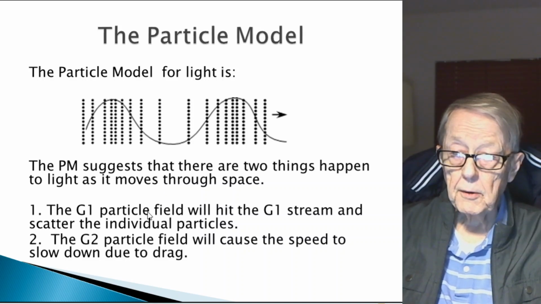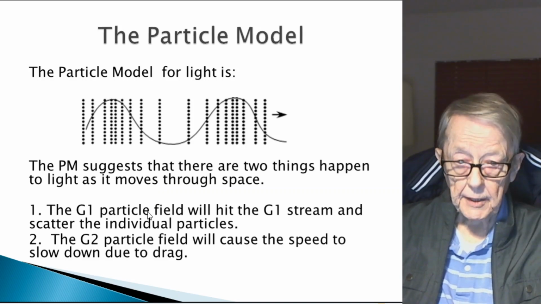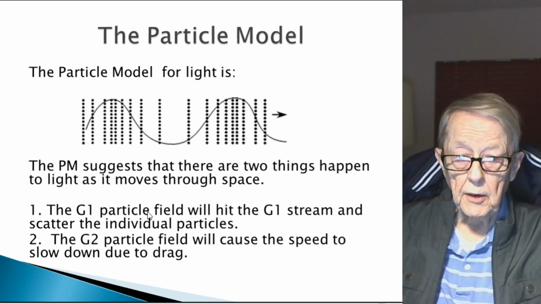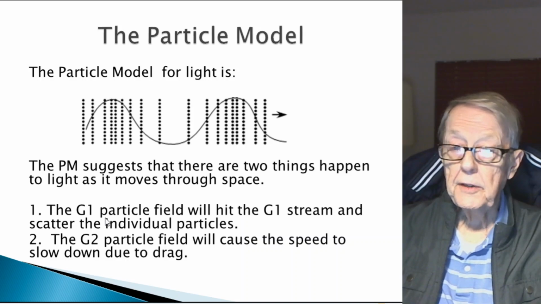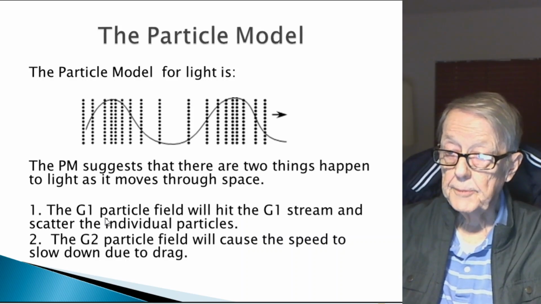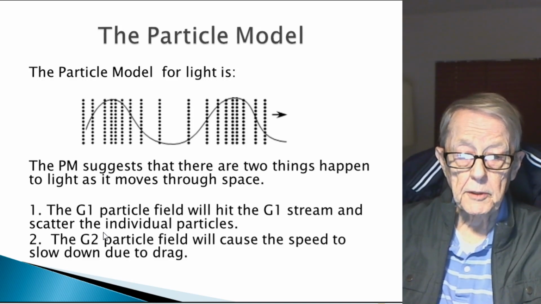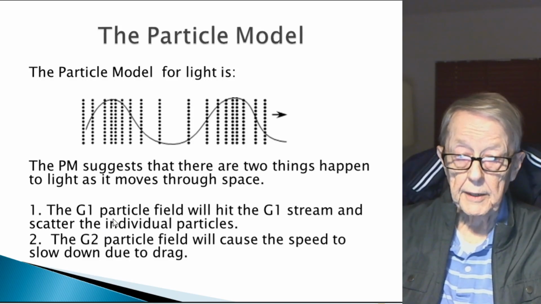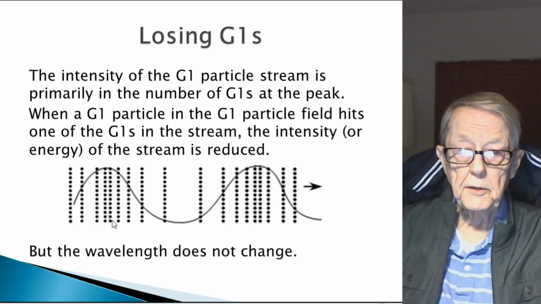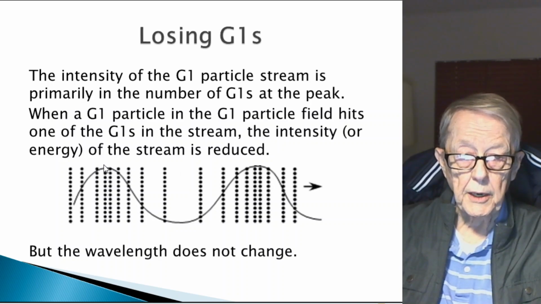The G1 particle field, which is all around the G1 light, hitting it from all directions, can hit the G1 stream and scatter the individual particles. It's going to knock them away. The G2 particle field will cause the speed to slow down due to drag. Let me go into that in a little more detail. The intensity of the G1 particle stream is primarily in the number of G1s at the peak. That's what it's really all about.